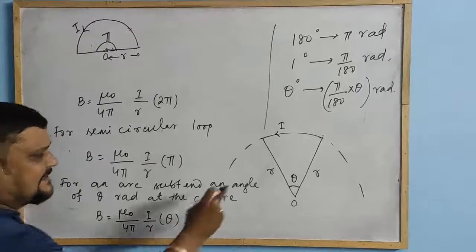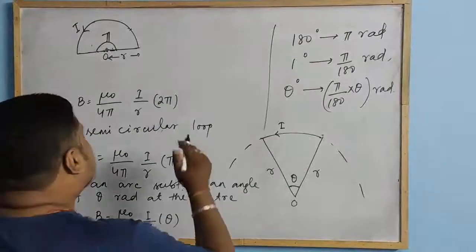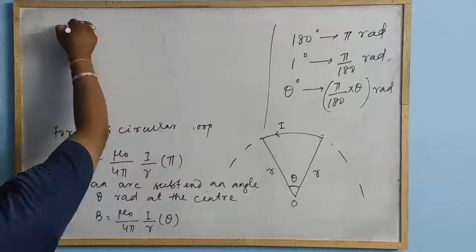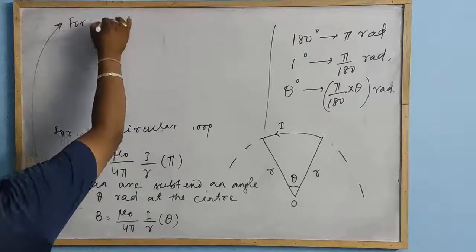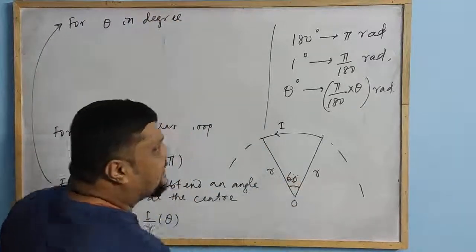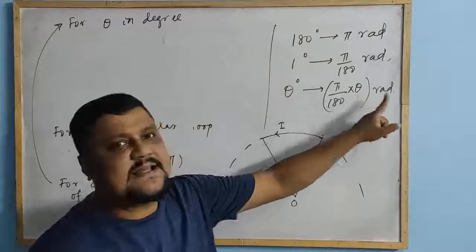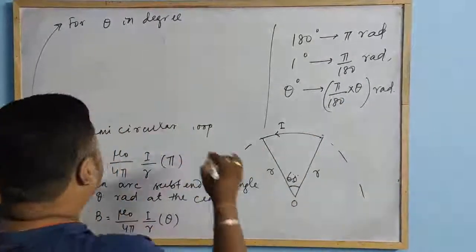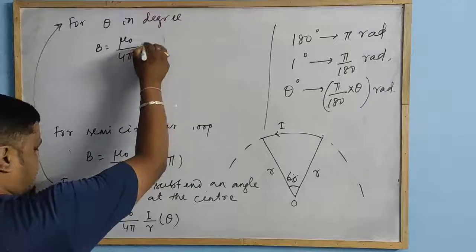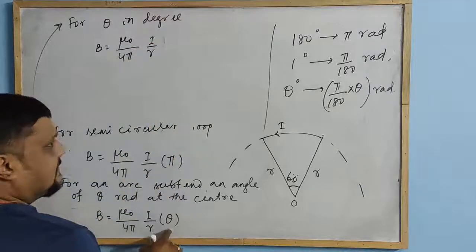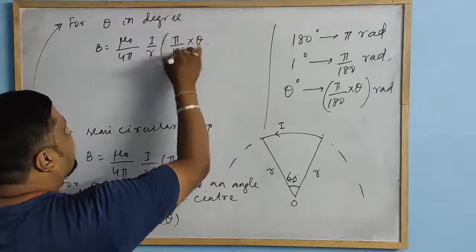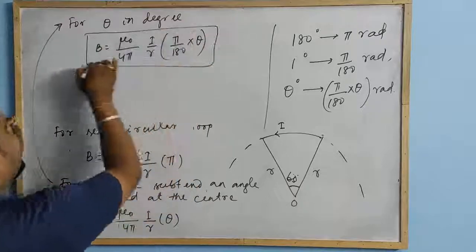That is in radian. If this theta is given in degree, suppose in the question it is given 60 degree, it subtends an angle of 60 degree. So what I will do? Pi by 180 into 60, that much of radian, pi by 3. So I can write this in the form B is equal to mu naught by 4 pi I by R, then theta in degree, so pi by 180 into theta. This is the formula for theta in degree.